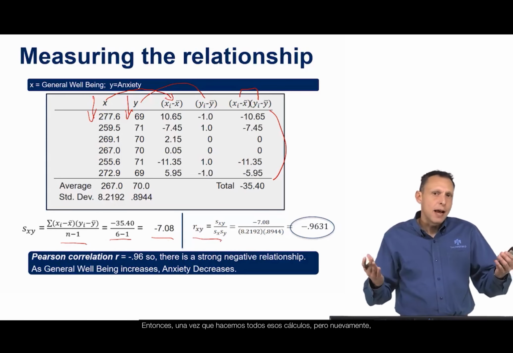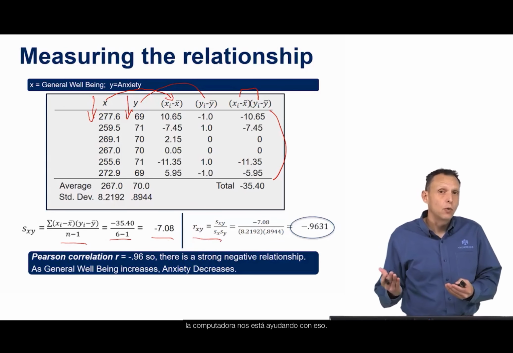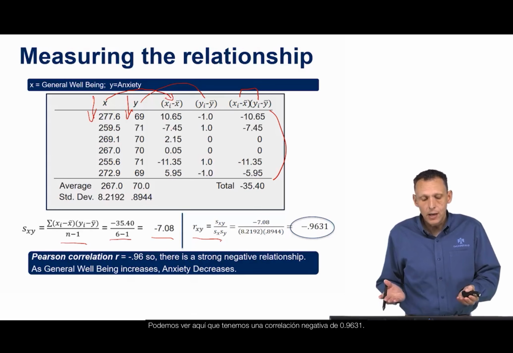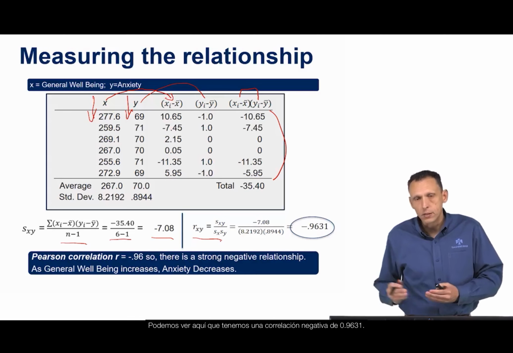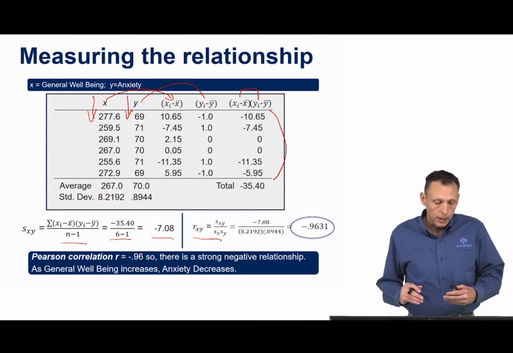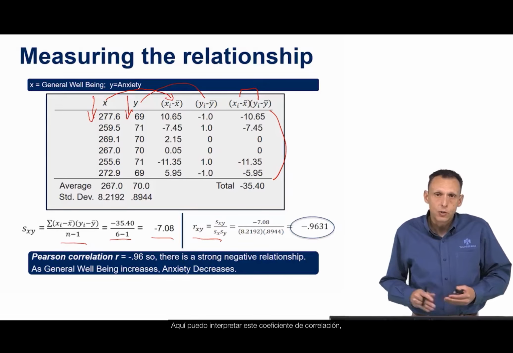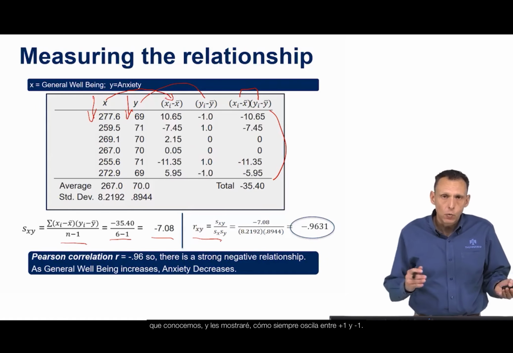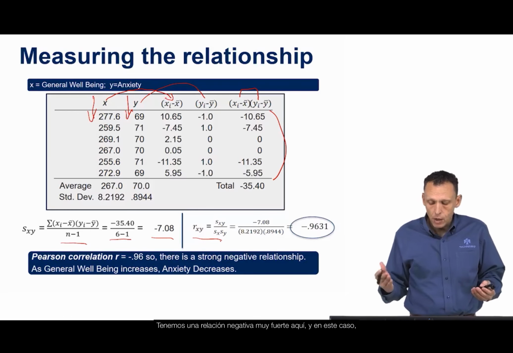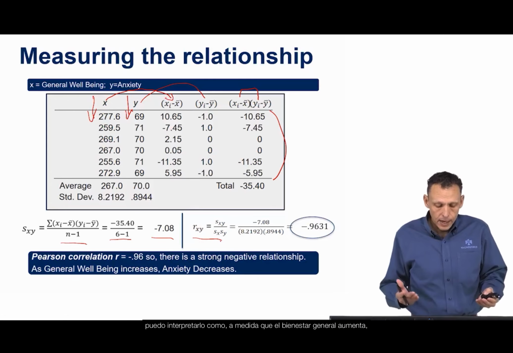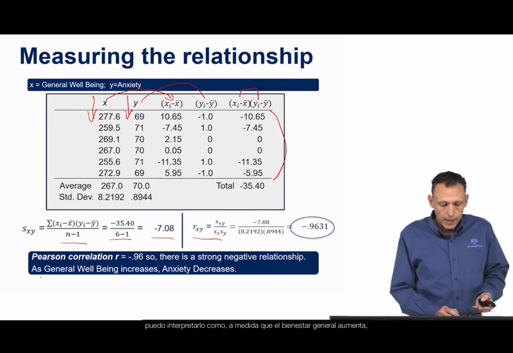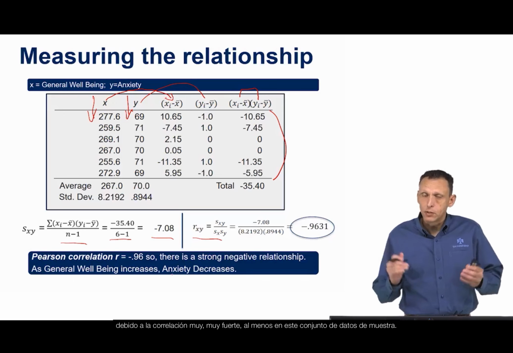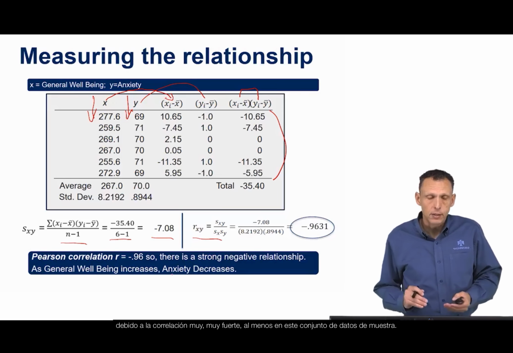So once we do all that math, but again, the computer is helping us with that. If you want to do it by hand, you can follow this example. We can see here we have a negative correlation of 0.9631. Well, what does that mean? Here I can interpret this correlation coefficient, which we know always ranges between +1 and -1. We have a very strong negative relationship here. And in this case, I can interpret it as general well-being increases, anxiety decreases. And we're pretty confident about this because of the really strong correlation, at least in this sample data set.